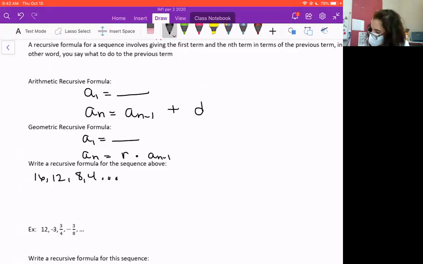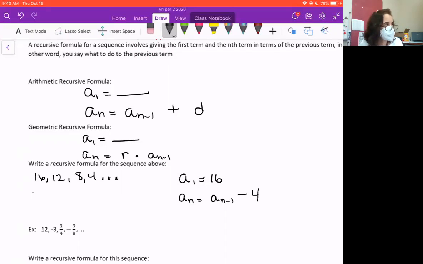It's arithmetic. So the first thing we do is we write down the first term, which is 16. So that's the first thing you do. Tell me what the first term is. And then you tell me, what do we do next? Okay, so now to get the next term, I'm going to take my previous term. So if I want to get 12, I take this. And what do we do? We add our common difference. Our common difference was -4.